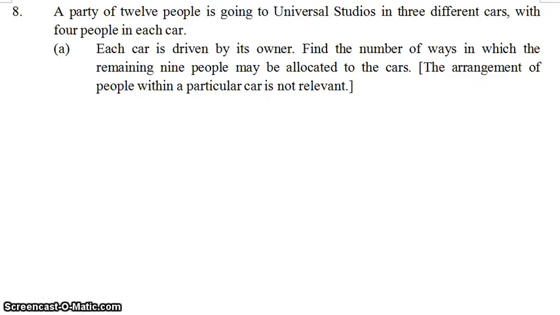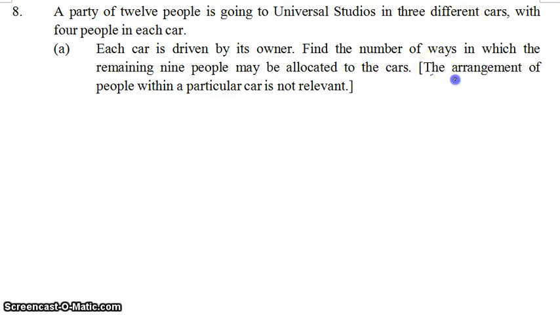A party of 12 people is going to Universal Studios in 3 different cars, with 4 people in each car. Each car is driven by its owner. Find the number of ways in which the remaining 9 people may be allocated to the cars. The arrangement of people within a particular car is not relevant.